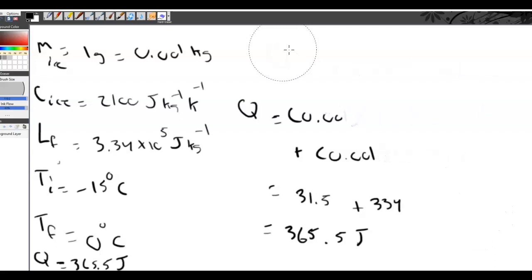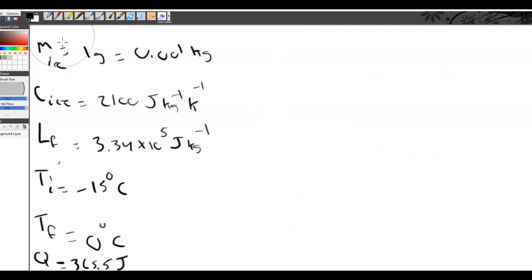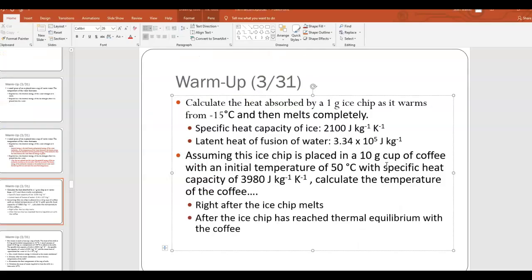Okay, so now I place it in a cup of coffee. And the cup of coffee has a mass of 10 grams. I'm given the initial temperature, specific heat capacity of coffee, and I want to know what is the temperature of the coffee at 2 different times. Once right after the ice chip melts, and then again after the ice chip has reached thermal equilibrium with the coffee.